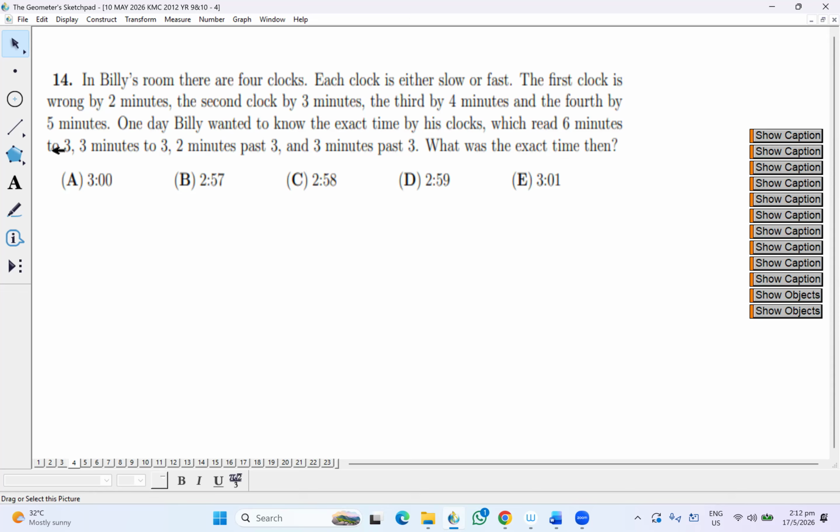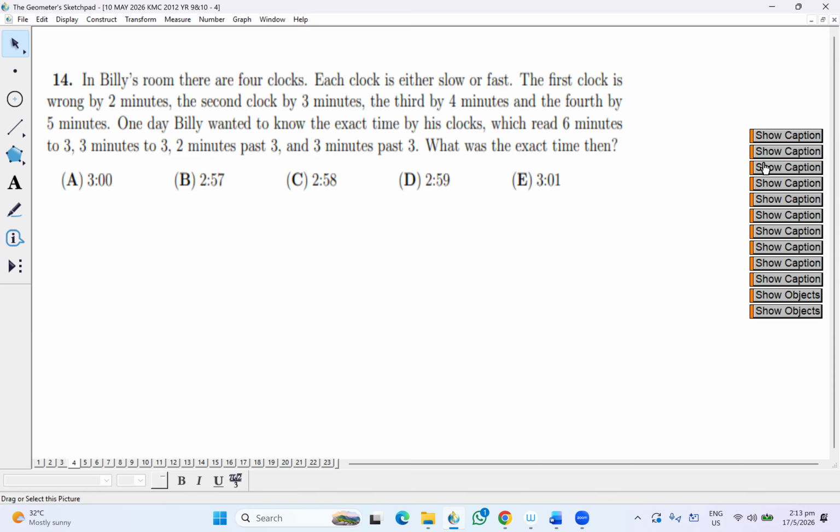One clock reads 6 minutes to 3. The other 3 minutes to 3, 2 minutes past 3, and 3 minutes past 3. What was the exact time? Quite an interesting question. How to do it? The exact time, they give the answer, all these 5 choices.